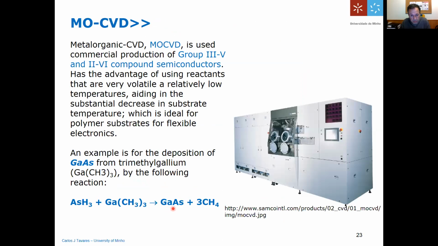So for the production of gallium arsenide, you will need two precursors. You will need a precursor which brings the arsenic element, and another precursor which will bring the gallium. And that's why you will use AsH3 and trimethyl gallium as precursors. And upon the reaction, which is mediated by temperature, you will have the breakdown of these two precursors into gallium arsenide plus methane. So you can recover this methane and use it in another process.